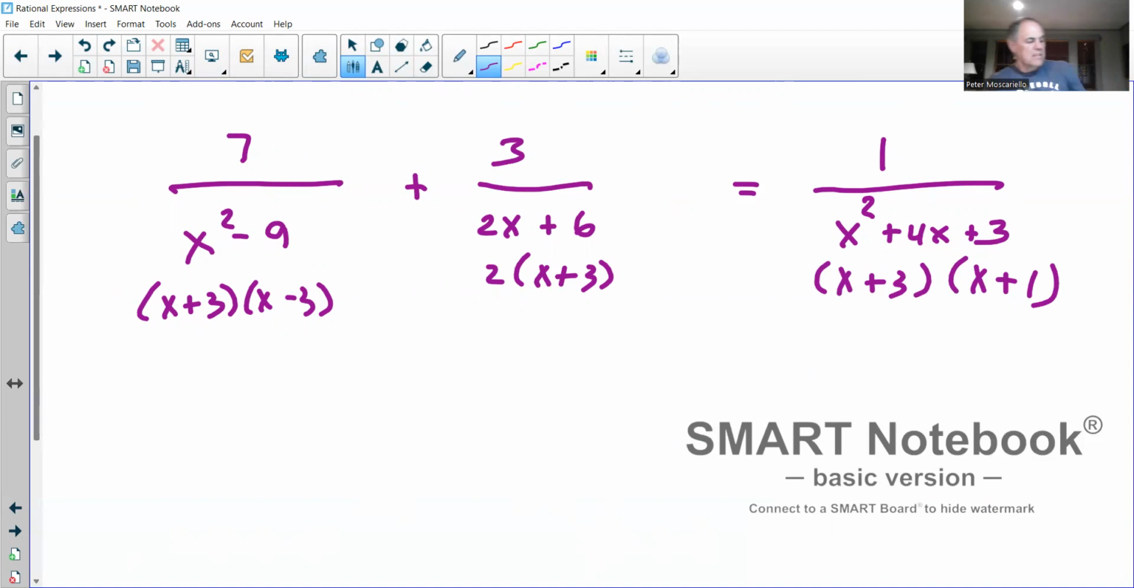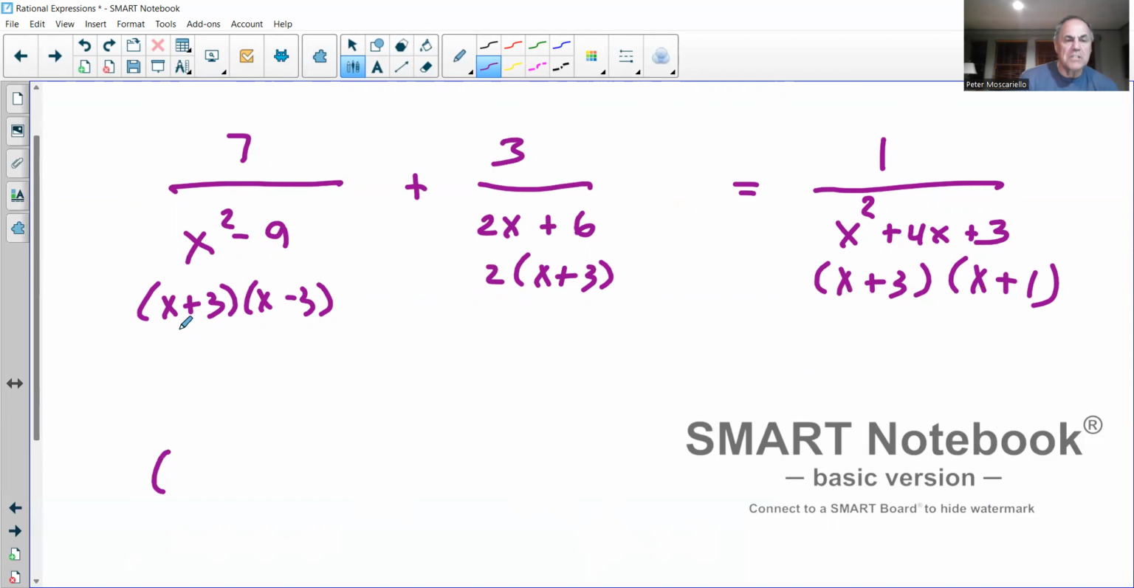Okay. So once you've all done all that, what is our LCD? Well, if you see it, you need it. You see an x plus 3? Yeah, so you need it. You see an x minus 3? Yeah, you need it. You see a 2? Yeah, you need it. You see an x plus 1? Yeah, you need it. Question of how many do you need?